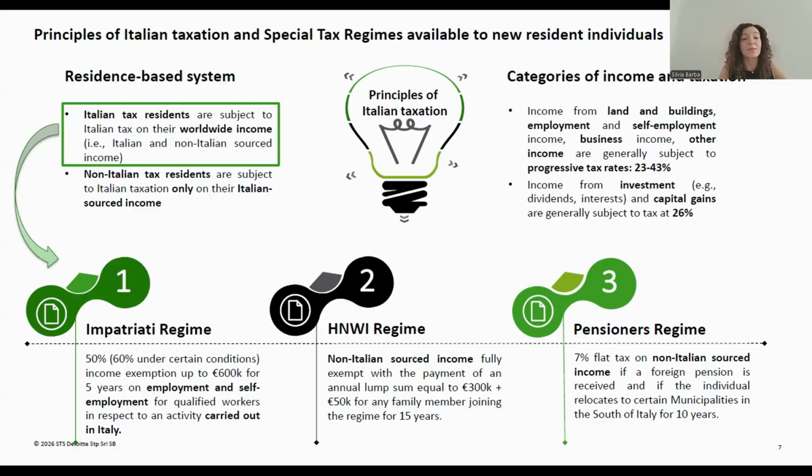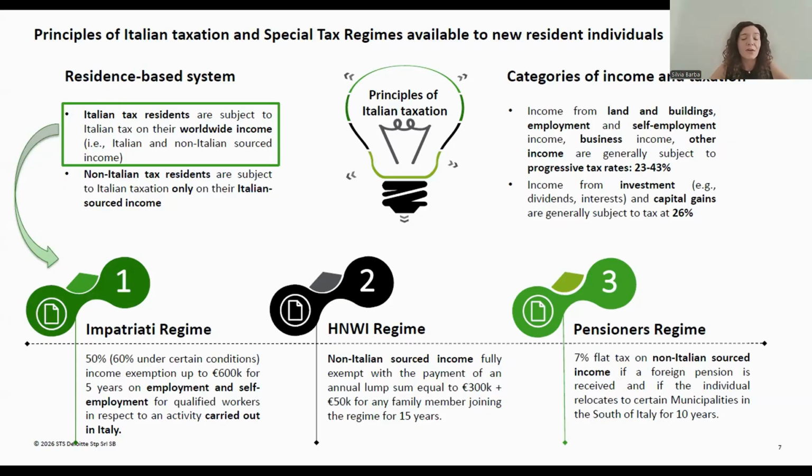the special tax regimes become interesting because, as you may have understood, Italian tax residents are subject to the highest taxation in comparison to non-Italian tax residents because they're subject to tax on their income, either sourced in Italy or elsewhere. So the first of the three regimes that we're going to look at in a few moments, the impatriati regime, targets employees who are coming to Italy to exercise their employment activity. So here the benefit is for Italian sourced income, while non-Italian income remains subject to the ordinary taxation rules.